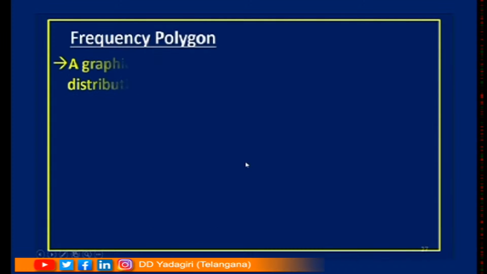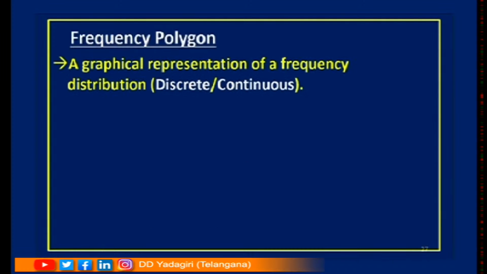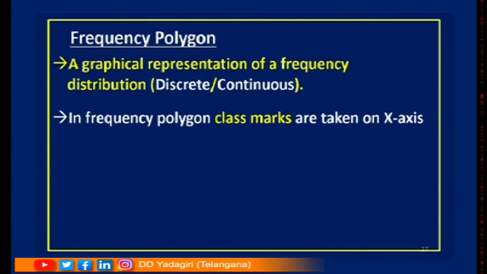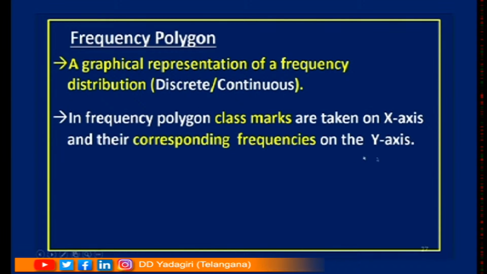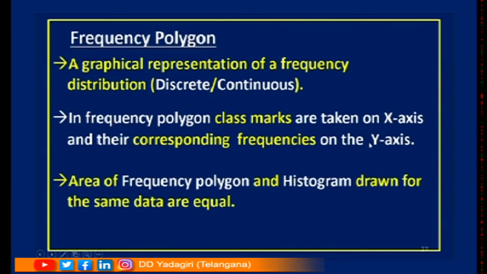Now let us understand what is a frequency polygon. A graphical representation of a frequency distribution, either it is discrete or continuous, means inclusive classes or exclusive classes. In a frequency polygon, class marks are taken on the x axis and their corresponding frequencies on the y axis. Area of frequency polygon and histogram drawn for the same data are equal.